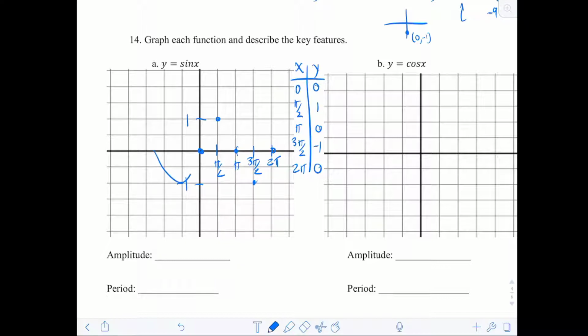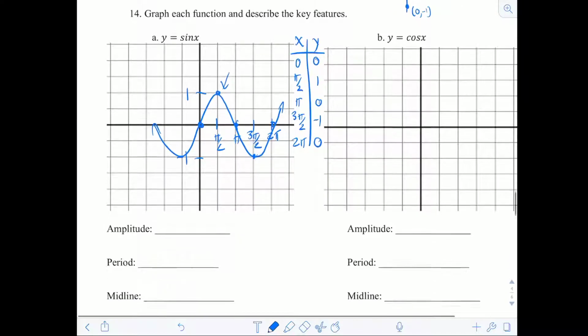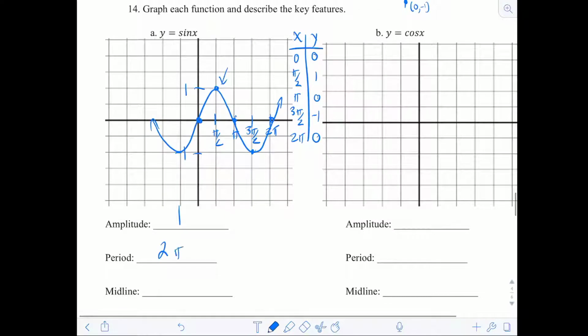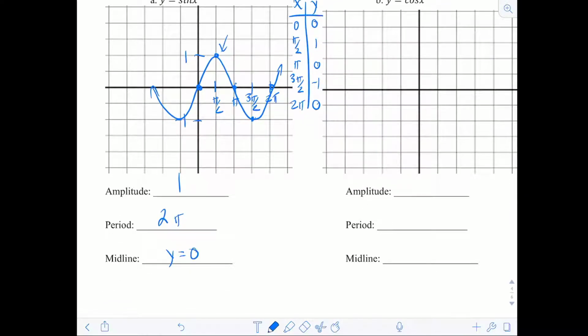Remember to kind of continue the curve. Don't make it too steep in terms of sharpness, kind of for the high points and the low points. The amplitude is 1, the period is 2 pi, and the midline is going to be y is equal to 0. Remember to keep in mind that the midline needs to be y equals, because we are talking about a line, not just a value.